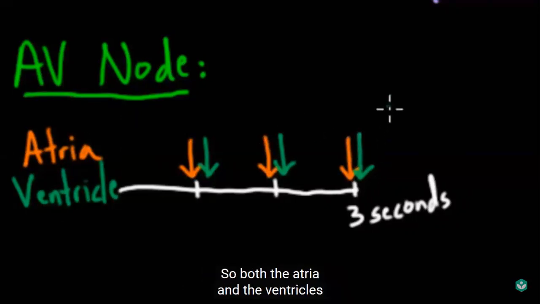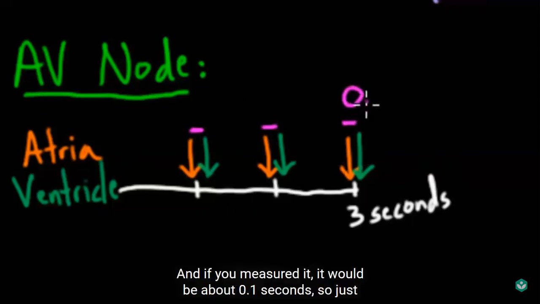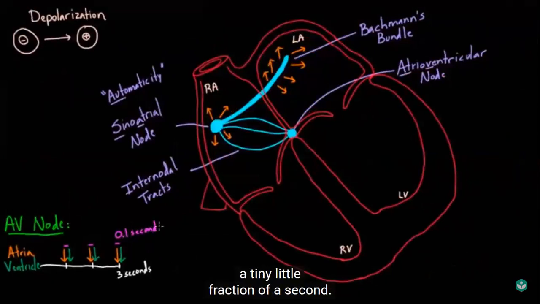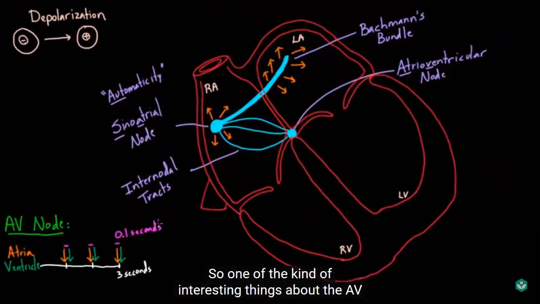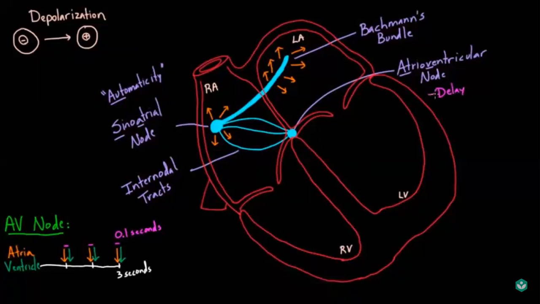So both the atria and the ventricles are contracting the same number of times, but the unique thing is that there's a little delay between the two, right? They're not contracting at the same moment in time. There's a tiny delay, and if you measured it, it would be about 0.1 seconds. Just a tiny fraction of a second. But the reason for that delay is the AV node. One of the interesting things about the AV node is that it creates a delay between the atria and the ventricles.